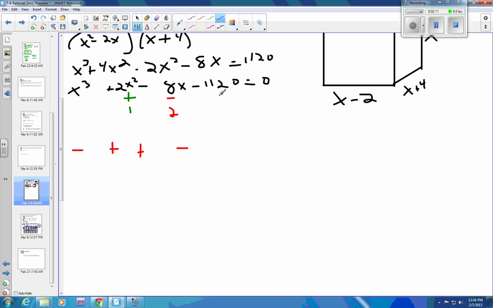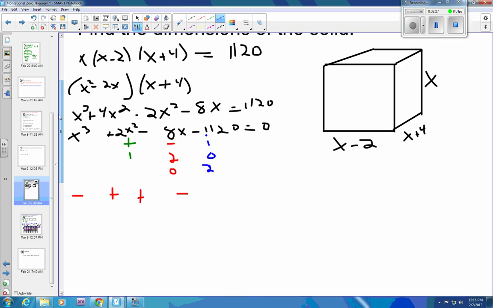And then our imaginaries, or this could be 0, by the way, 2 or 0. So imaginaries would be either 0 or 2. But we know we have one positive number. So we're going to look at the positive number and try to find it first.